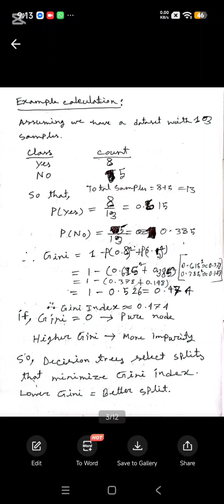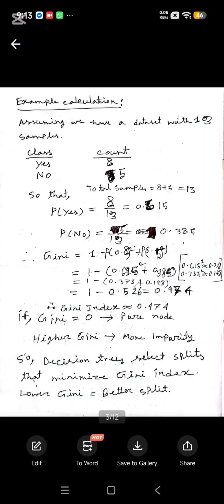Here we can see, suppose we have a dataset with 8 samples of class A and 5 samples of class B. In total we have 13 samples. First, we convert these counts into probabilities. The probability of class A is 8 divided by 13, and class B is 5 divided by 13. Once we have the probabilities, we square them and substitute them into the Gini formula. We subtract the sum of squared probabilities from 1.